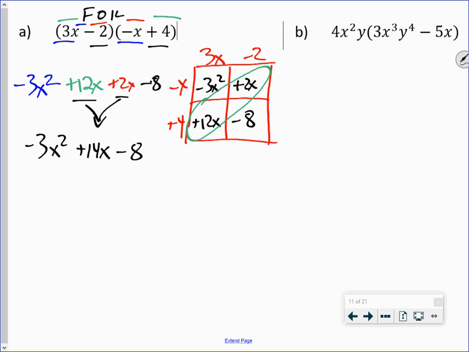For this one, this is a monomial times a binomial, so I'm just going to distribute. This will be 12x to the fifth, y to the fifth, minus 20x to the third. Multiply all the pieces together.